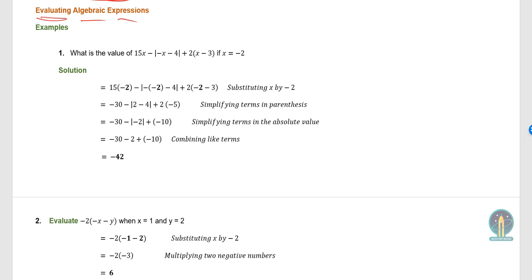So the expression could have multiple terms, but now you're going to plug in for the variables and then you're going to get one value in the end, a single number. Let's look at an example.